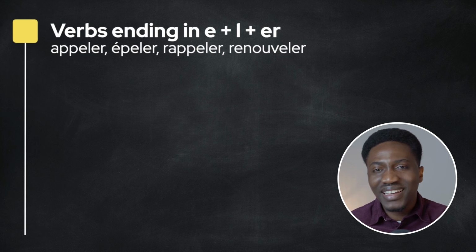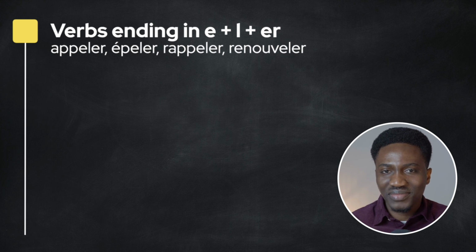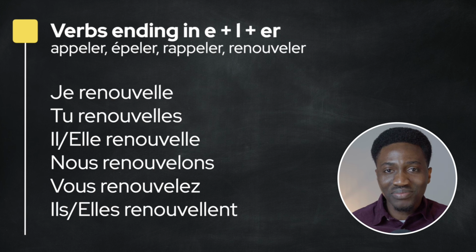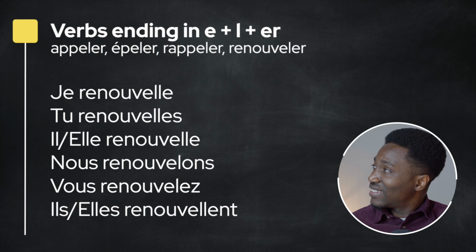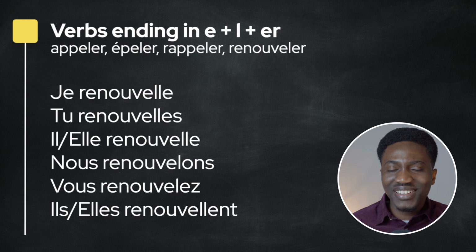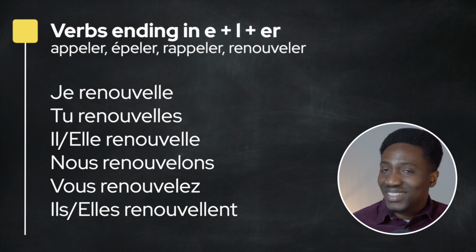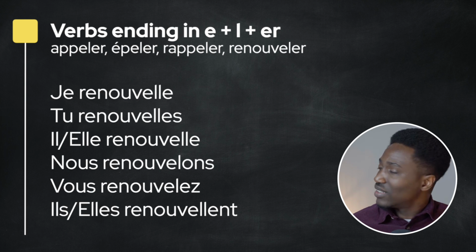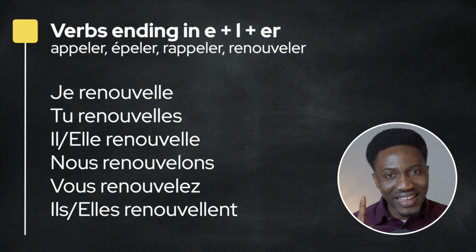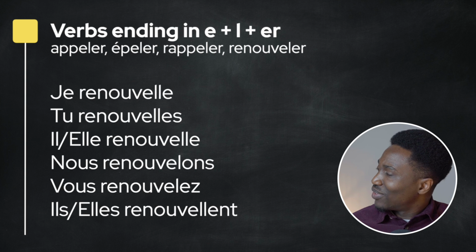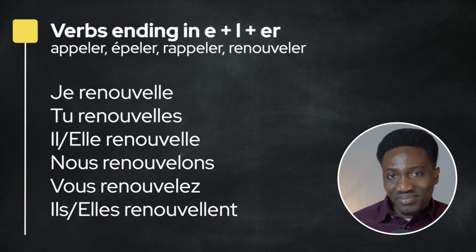For verbs like appeler, rappeler, renouveler, let's take renouveler, for instance. Okay? So look at this. Same rule. And then the rule says for je, tu, and il, we need to double the consonant. Okay? So we say je renouvelle, tu renouvelles, double L, il ou elle ou on renouvelle. But for the nous form, it's just one L. Okay? So, nous renouvelons, vous renouvelez, and then ils renouvellent, double L comes back, and elles renouvellent.